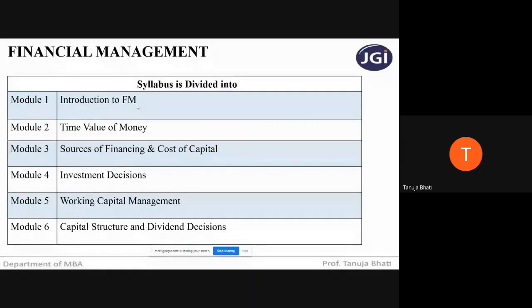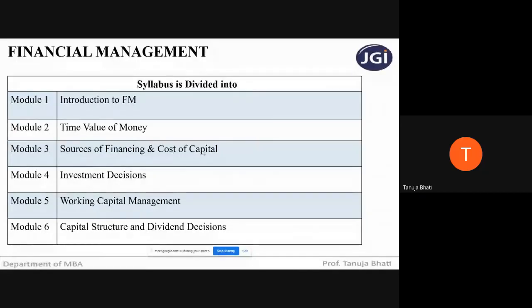In module number 2, you have time value of money, where you will be learning how the value of money keeps changing with time. The value of money today will not be the same tomorrow. How the value of money keeps changing over a period of time, you will be studying in module number 2. In module number 3, you will be studying sources of financing and cost of capital.